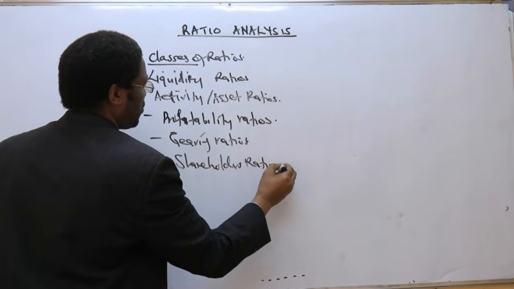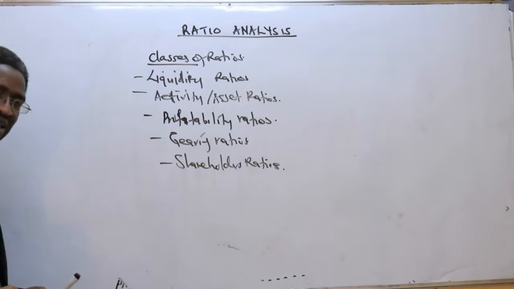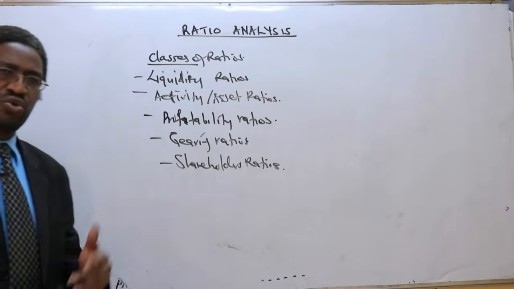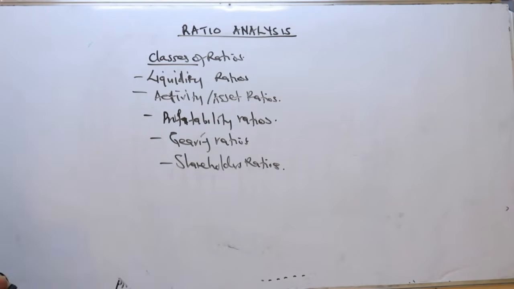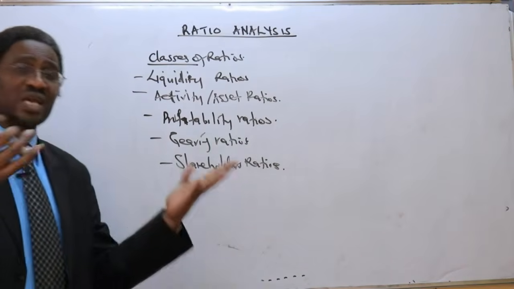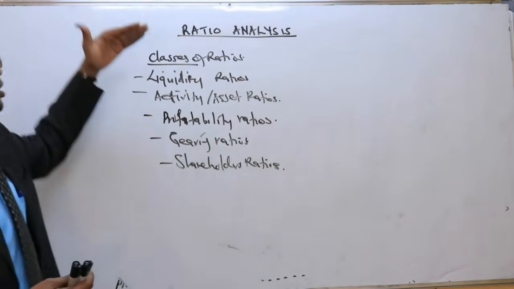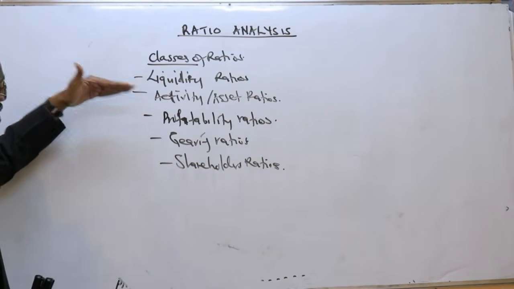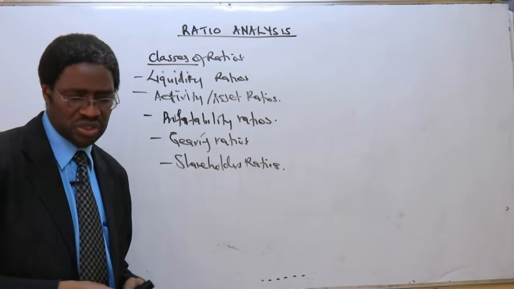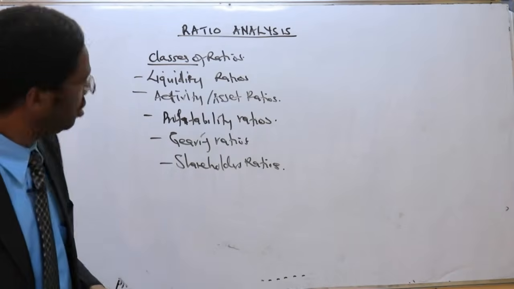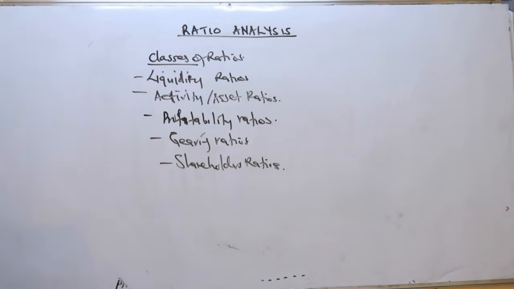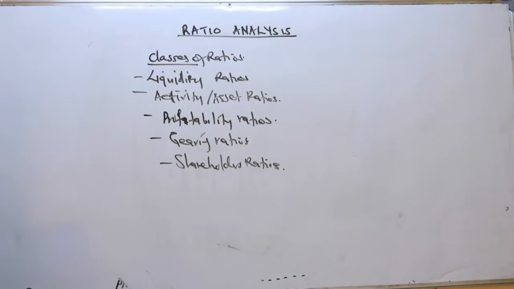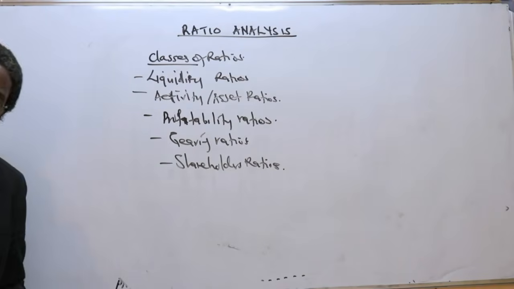So these are the different classes of ratios, and under each class there are some particular ratios that you can calculate. Those are the five classes of ratios that we normally classify ratios into. One is the liquidity ratios. Number two is the activity or asset ratios. Number three is profitability ratios. Number four is gearing ratios, and finally, shareholders ratios.